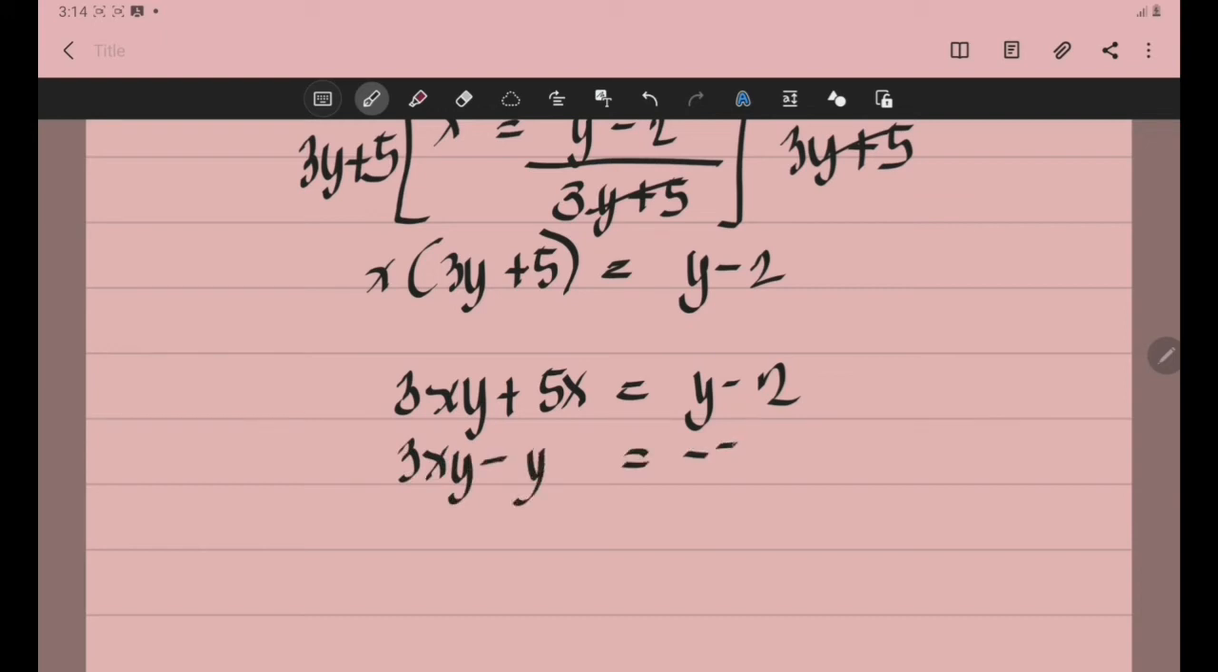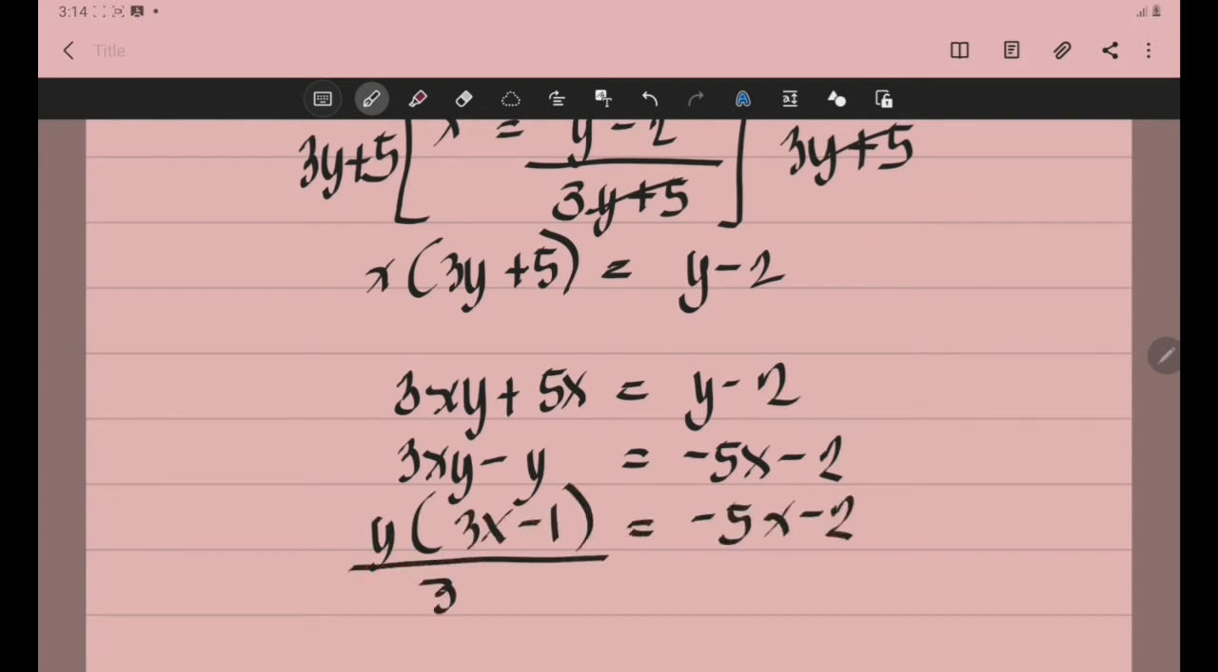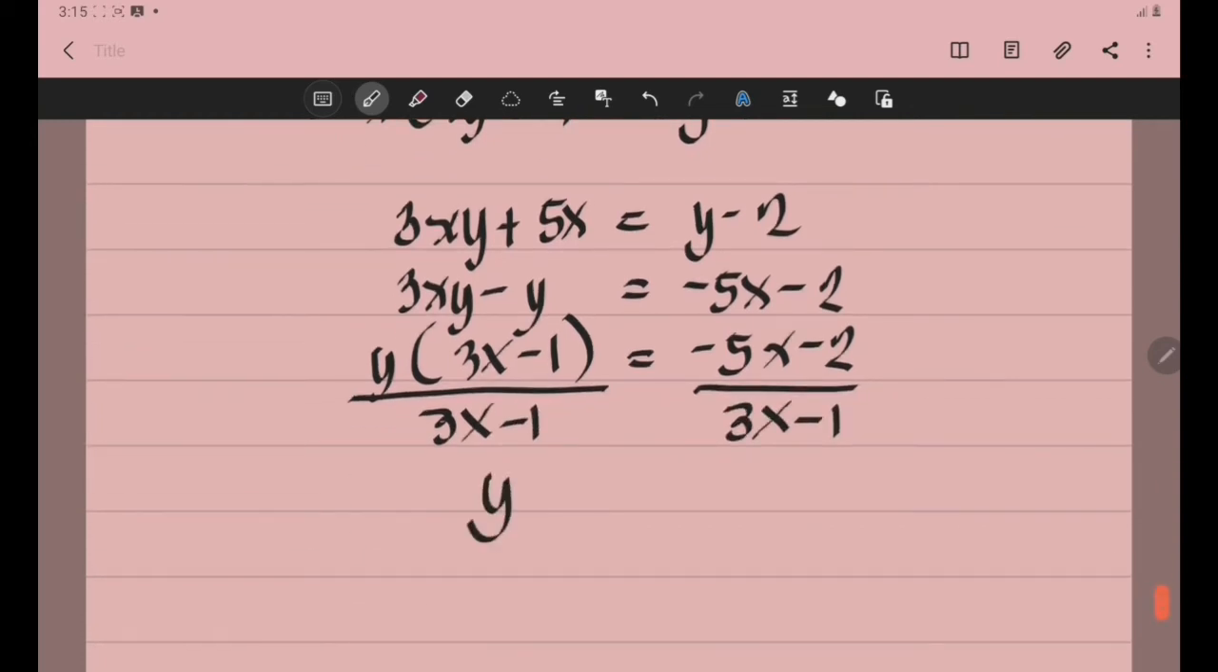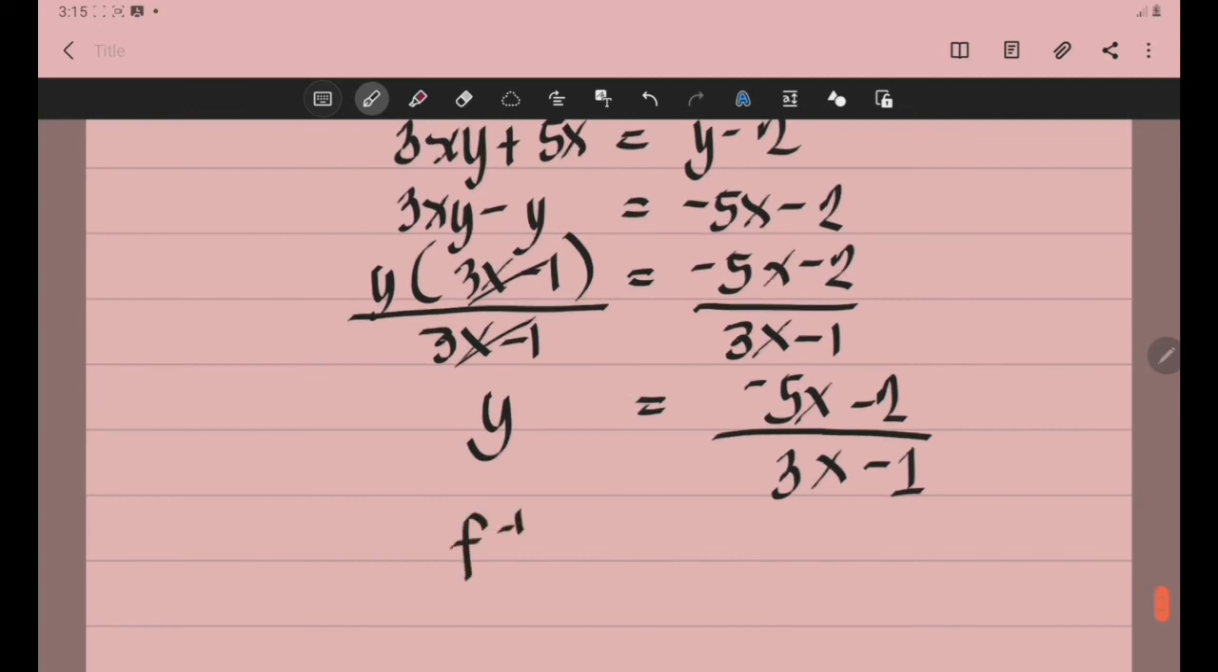So, sa isang side, dapat magkakasama lahat ng may variables ng y at yung wala naman ay sa kabilang side ng equation. And then, kapag napagsama-sama nyo na, i-factor out nyo na si y. So, we now have y is equals to negative 5x minus 2 all over 3x minus 1. At ito ang ating inverse. So, f inverse of x is equals to negative 5x minus 2 all over 3x minus 1.